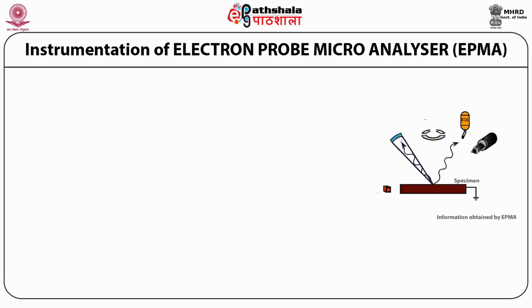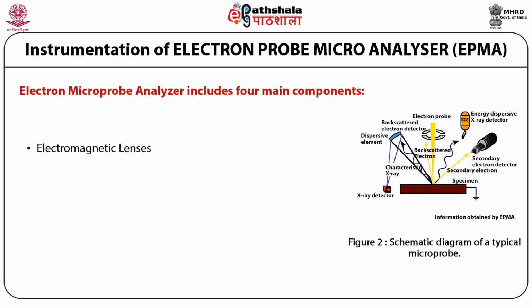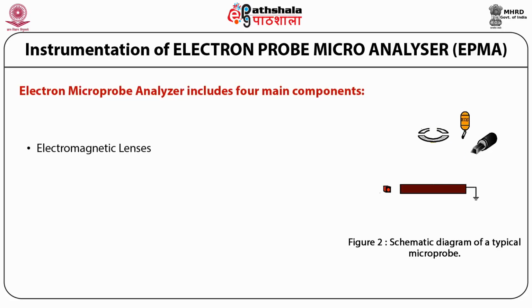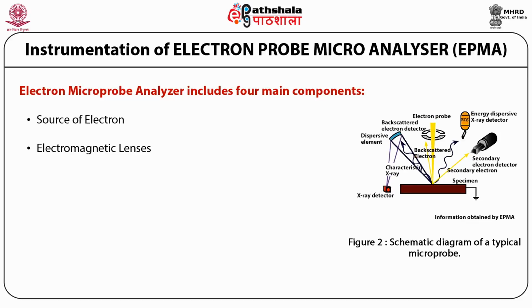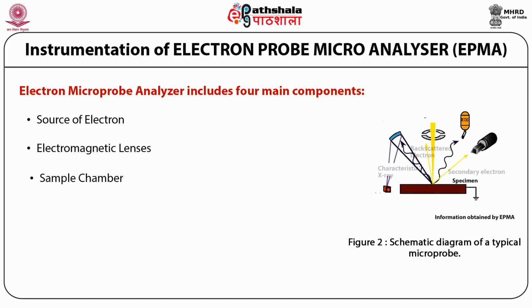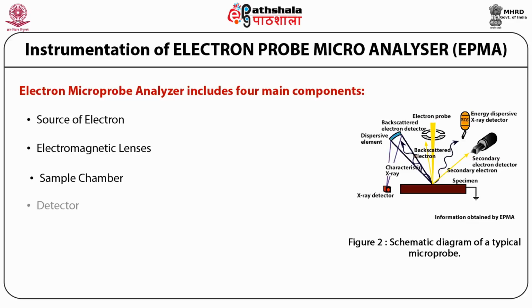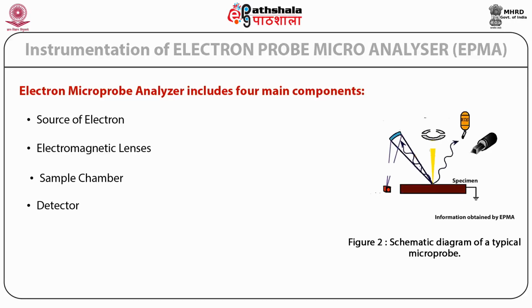We next discuss the instrumentation of electron probe microanalyzer, that is EPMA. Electron microprobe analyzer includes four main components. First one is the source of electrons. Second one is the electromagnetic lenses. Third is the sample chamber. And fourth is the detector. The schematic diagram of a typical microprobe is shown in the figure.